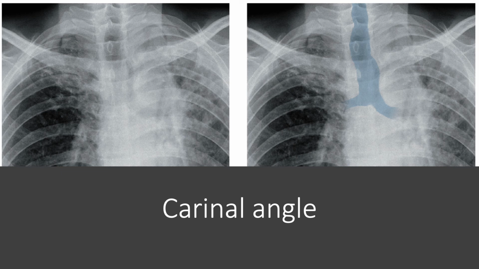The carinal angle is the angle between the left mainstem bronchus and the right mainstem bronchus. Normally, the angle is between 40 and 100 degrees. An increase in the carinal angle is an indirect sign of pathology in the heart, mediastinum, or lungs. Therefore, if the carinal angle is greater than 100 degrees, then look for a pathology that may be causing this.